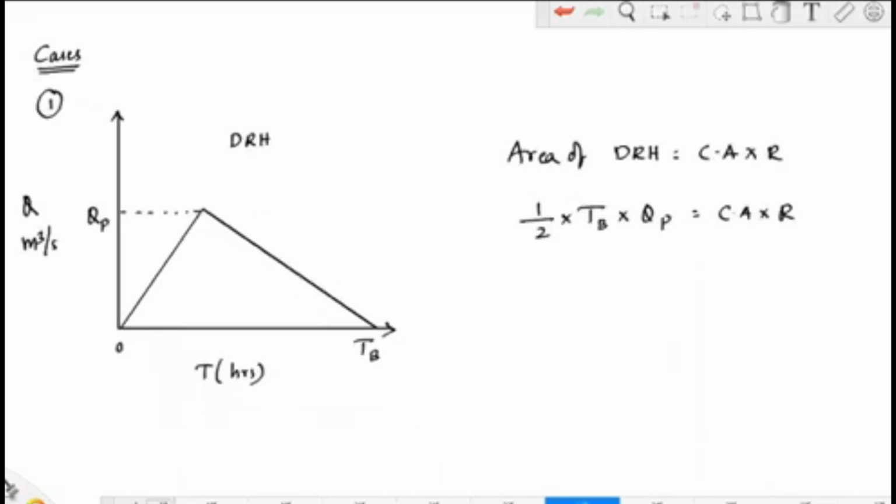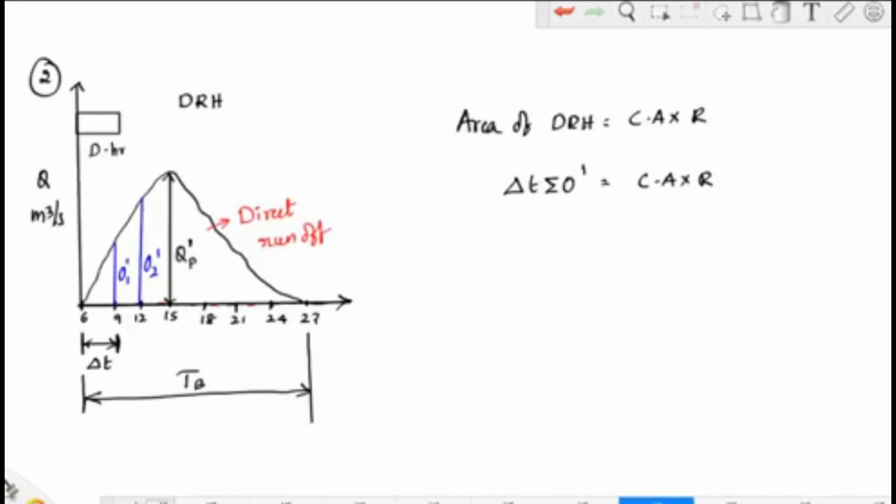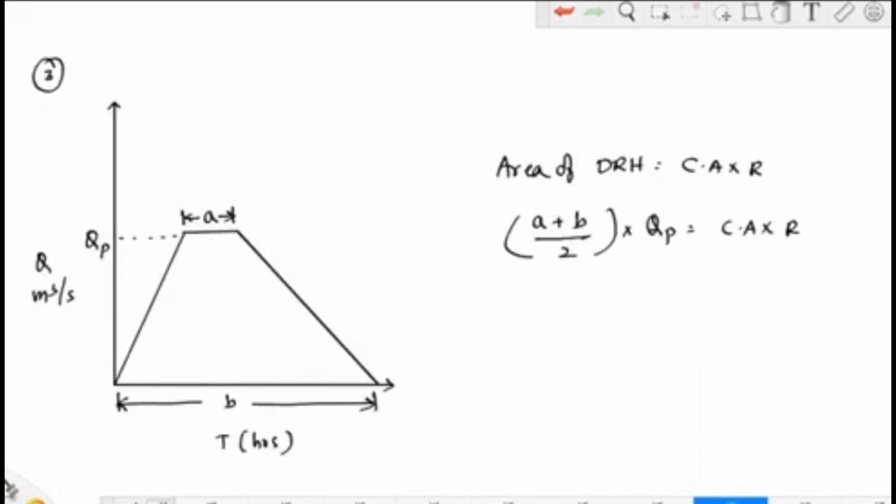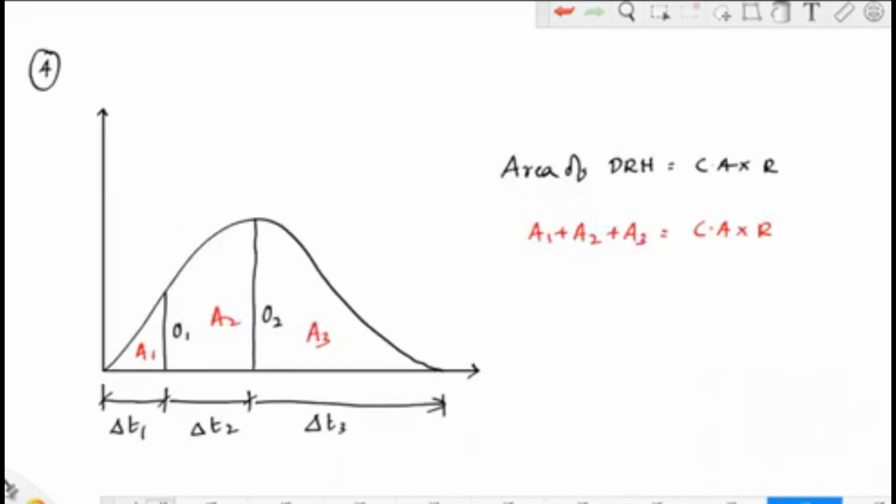First one, you may get a triangle. So you have to use a triangle formula. Second one, delta T constant. You have to use delta T into summation of O dash. So third one, trapezoidal. You have to use trapezoidal formula. Fourth one, delta T different. You have to find out areas separately. So these are the cases with respect to your DRH.